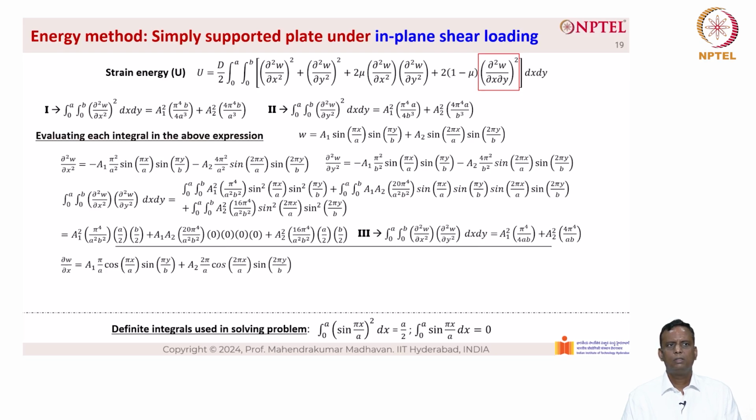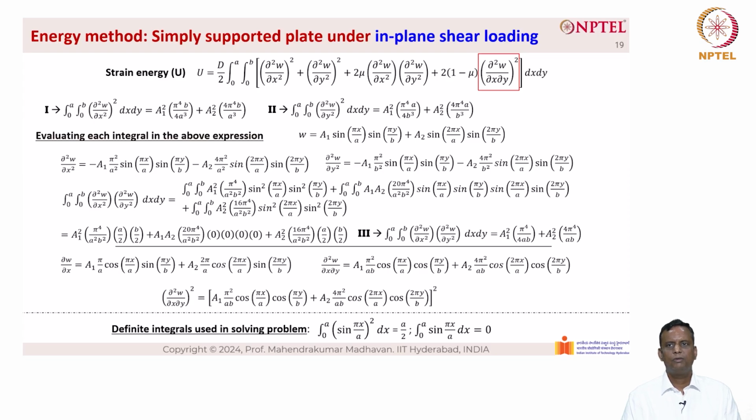So we know that ∂w/∂x equals a1 into pi by a into cos(pi x by a) into sin(pi y by b) plus a2 into 2 pi by a into cos(2 pi x by a) into sin(2 pi y by b). When we differentiate it one more time with respect to y, we have ∂²w/∂x∂y equal to a1 into pi square by ab into cos(pi x by a) into cos(pi y by b) plus a2 into 4 pi square by ab into cos(2 pi x by a) into cos(2 pi y by b). So we have ∂²w/∂x∂y the whole square.